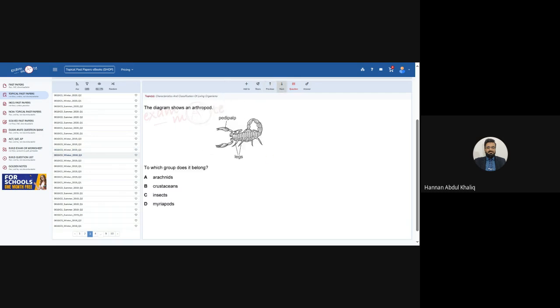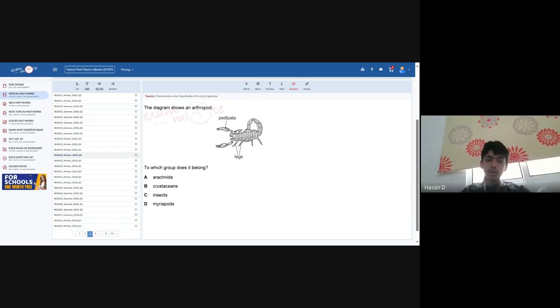That's again. Okay, to which group does it belong? What do we have here? We have claws, we have four pairs of legs, we have segments that are quite apparent. So to what group do you think it should belong? Claws, focus on claws and four pairs of legs. Claws and four pairs of legs. Think. Crustacean.